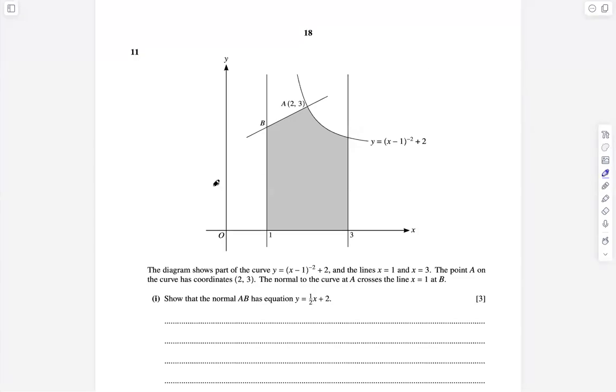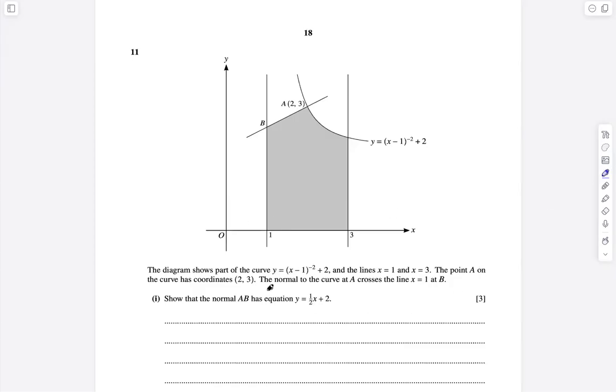In question number 11, the diagram shows part of the curve y equals (x minus 1) to the power minus 2, plus 2, and the lines x equals 1 and x equals 3. The point A has coordinates (2, 3). The normal to the curve at A crosses the line x equals 1 at B. In part 1, we have to show that the normal AB has equation y equals half x plus 2.